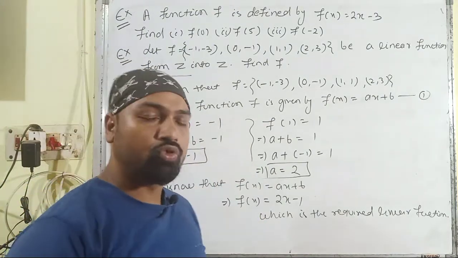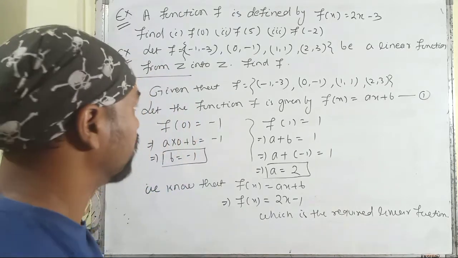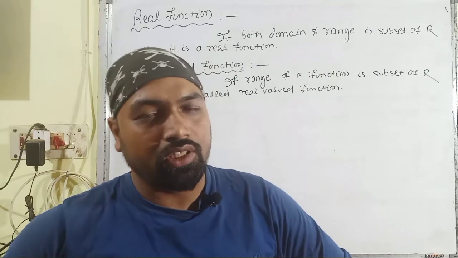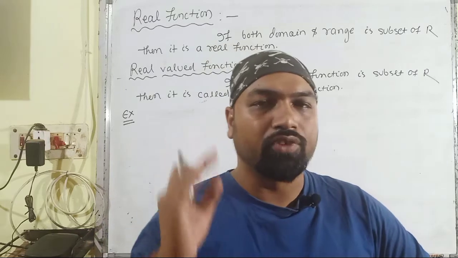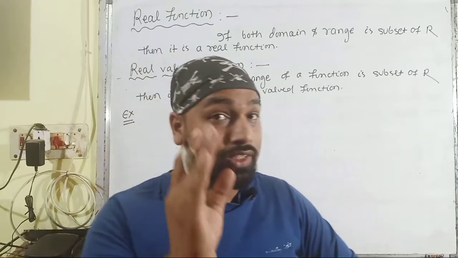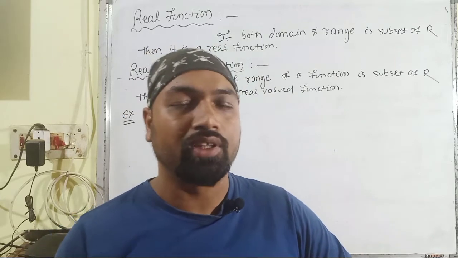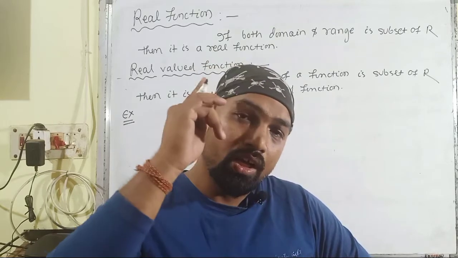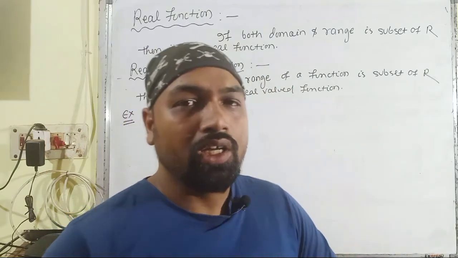Then let us move towards the very important section of this function topic, that is real function and real valued function. What is real function and what is real valued function? If both the domain and range of a function is a subset of the real numbers, that means a subset of R, then it is called a real function. In the real valued function, the necessary condition is that the range of the function is a subset of the real numbers. Not the domain. The range of the function must be a subset of R, then it is called a real valued function.